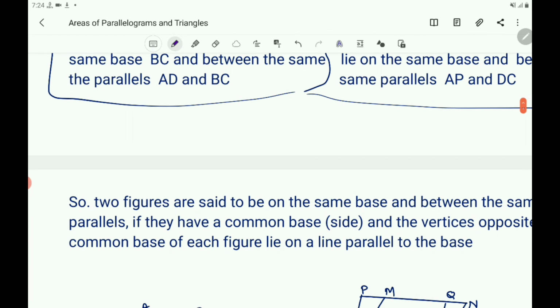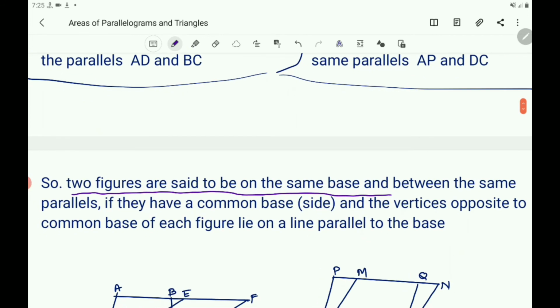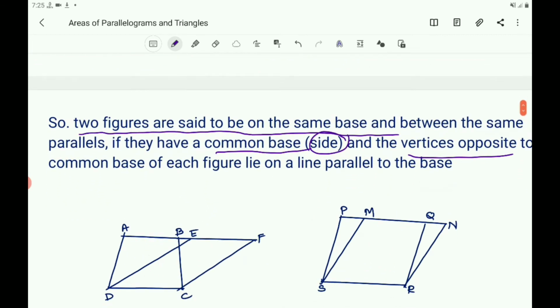So, here you write: two figures are said to be on the same base and between the same parallels if they have a common base or common side and the vertices opposite to the common base of each figure lie on a line parallel to the base.